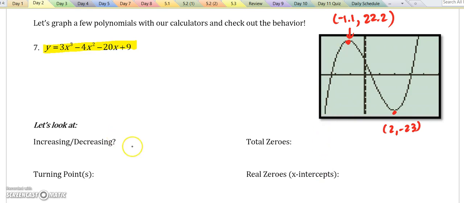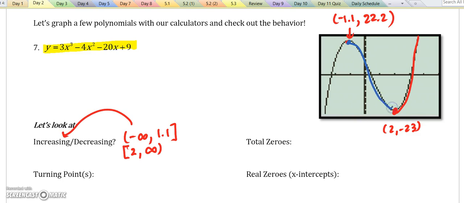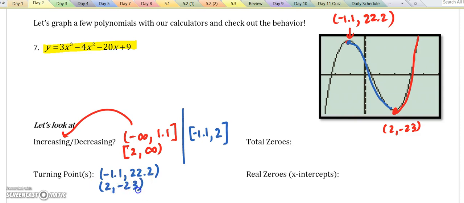So my increasing interval occurs from negative infinity, comma, 1.1, bracket. And I also have another increasing interval from here to here. So I'd say the other increasing interval occurs from 2 to infinity. So those are my increasing. My decreasing interval occurs from here to here. That's where my graph is going down. So that occurs from decreasing from negative 1.1 all the way up to 2. All right, my turning points are what I just listed. It's where the graph actually changes from increasing to decreasing, or vice versa. My other turning point would be 2, comma, negative 23.